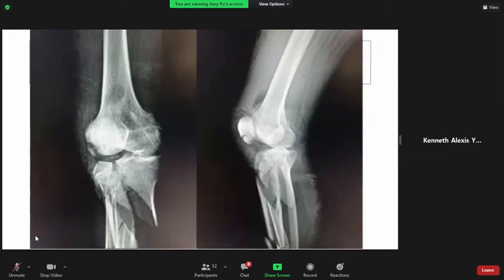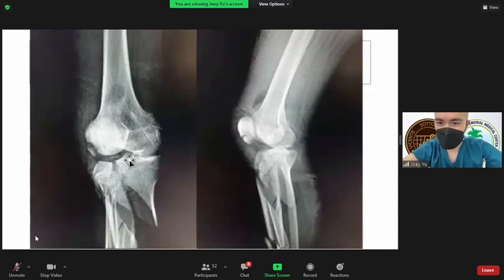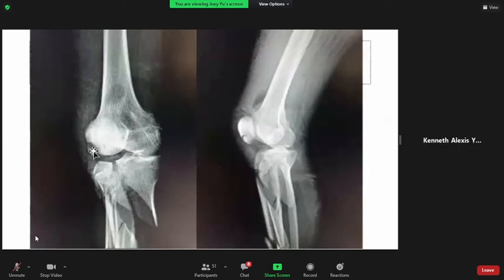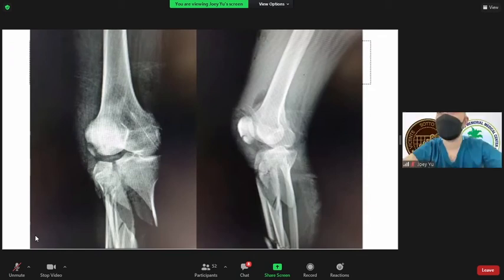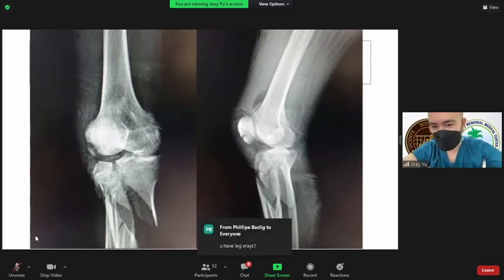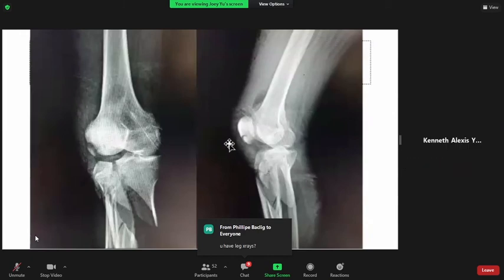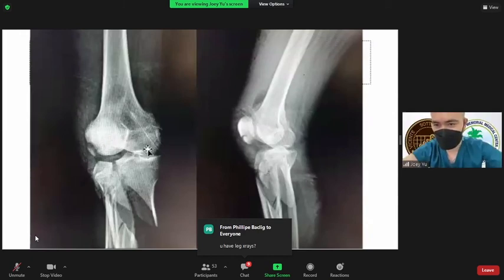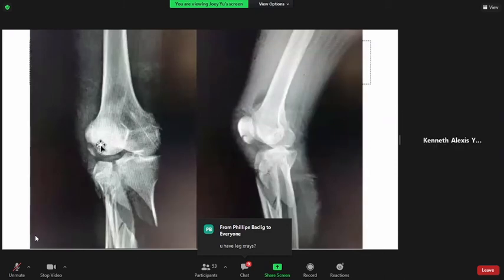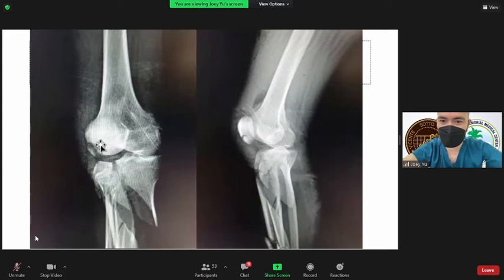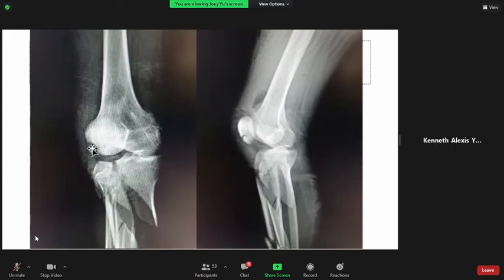And why is the chip fracture on the lateral condyle not part of your diagnosis? Sorry, Doc, I'm not sure if this is a chip fracture or part of the distal pole of the patella. And this is your patella data. So at the lateral view, there is an incomplete fracture of your inferior pole of the patella. Sorry, Doc, my mistake, Doc.